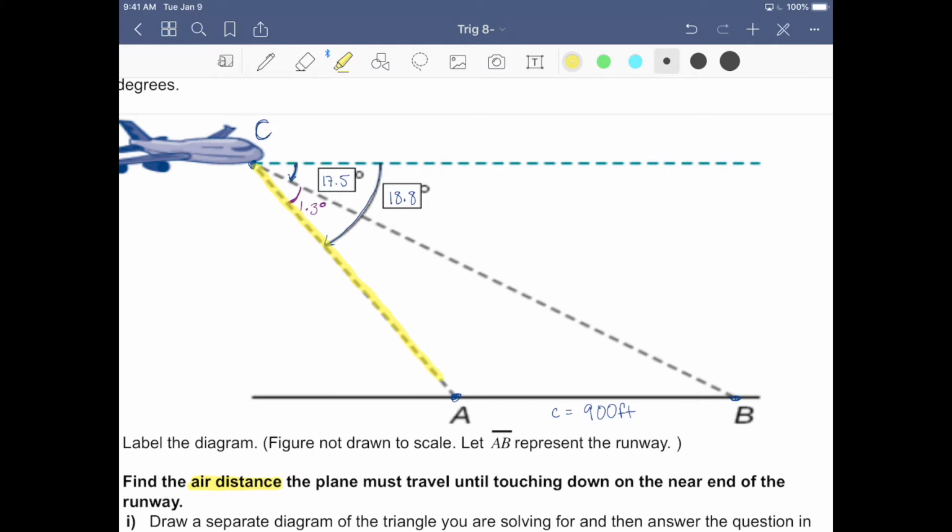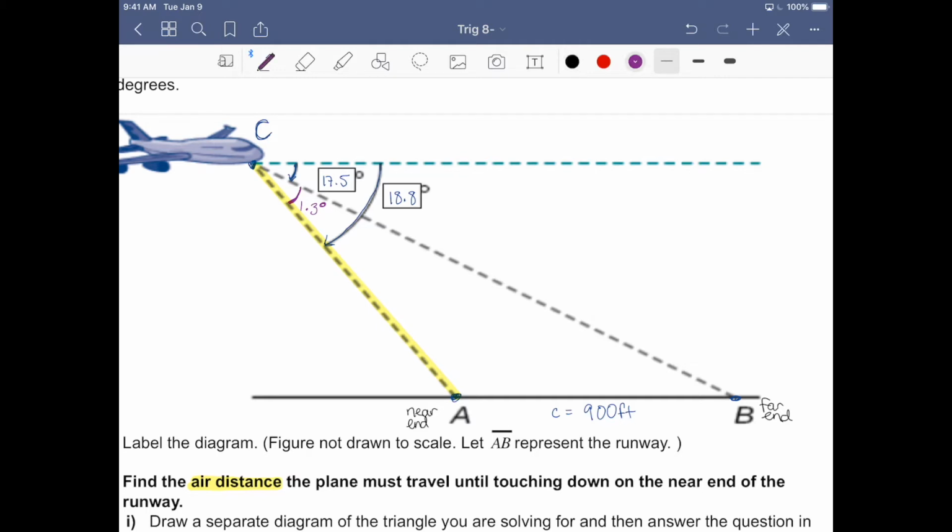So the airplane is actually going to take this trajectory because it's going to touch on the near end of the runway. So point A is the near end of the runway, and B is the far end, if that helps. So the plane has to land, and once it lands, because it's going so fast, it needs time to slow down, and that's what it's going to do on that 900 feet of runway.